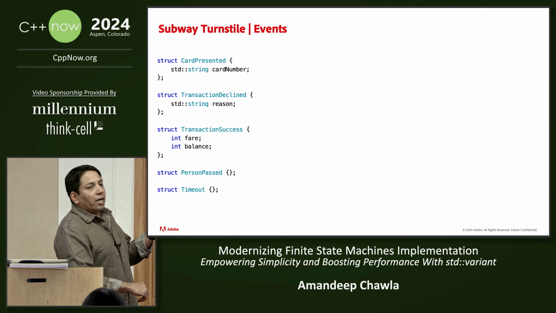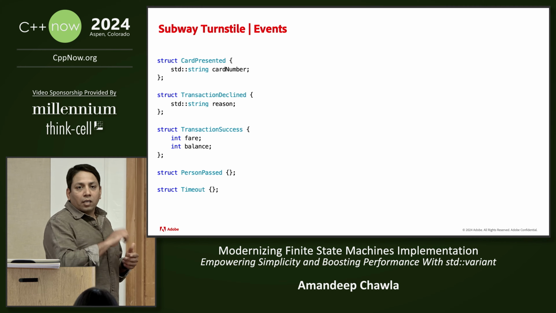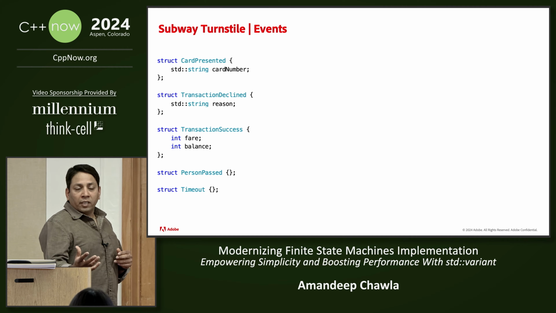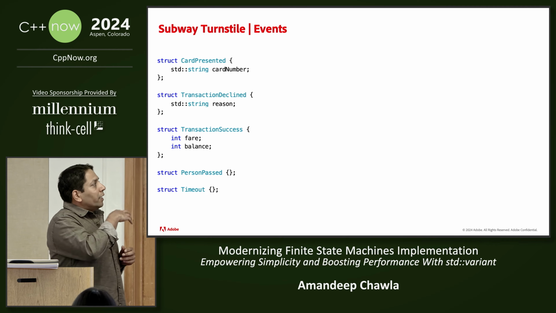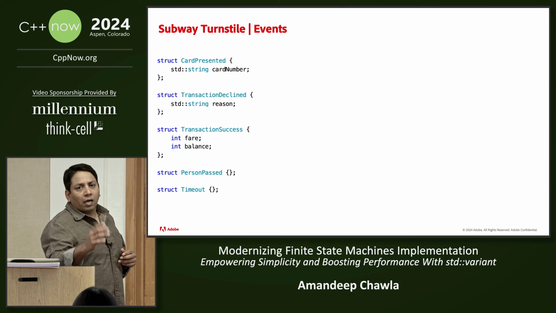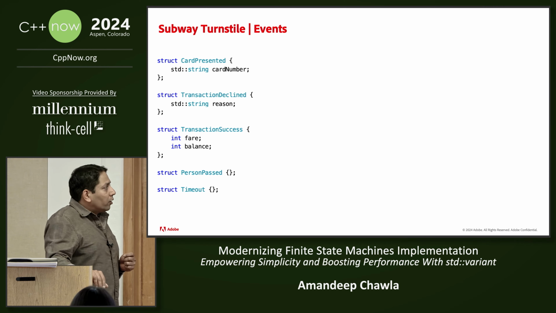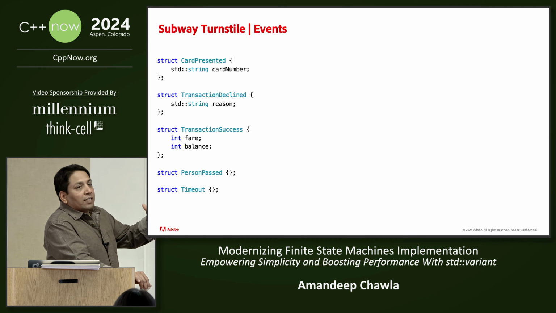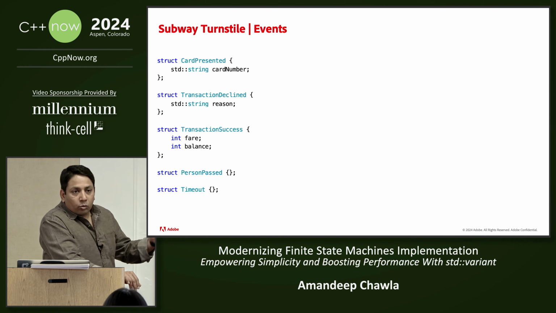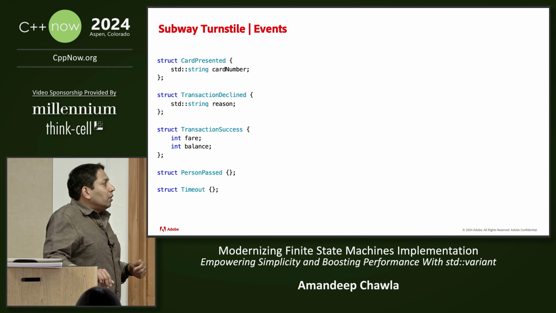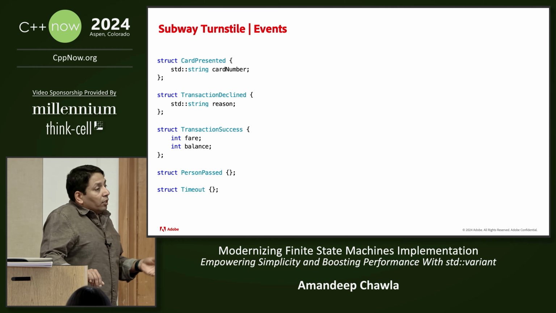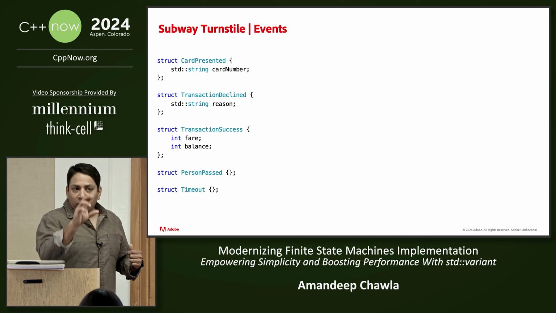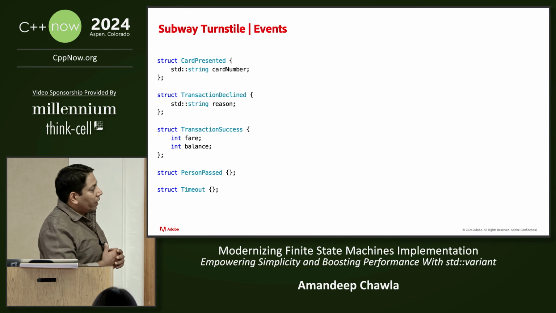And we have 5 events. The first one is card presented. As soon as a person touches the card on the POS terminal, if the POS terminal is able to read that card, it generates the card presented event and provides the card number information, which we need later on. Transaction declined will also give us the reason why the transaction was declined, so that we can show it on the POS terminal. Transaction success tells me, oh, this is the fare and this is the balance left in the person's account, so that we can show it on the POS terminal again.